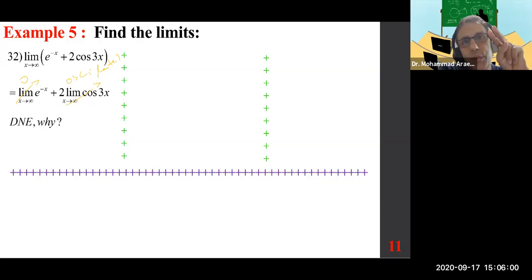So one more time, two pieces. The first piece gives us 0. Why? Plug in. The second piece, the limit of sine or cosine as x goes to infinity, it oscillates, okay?